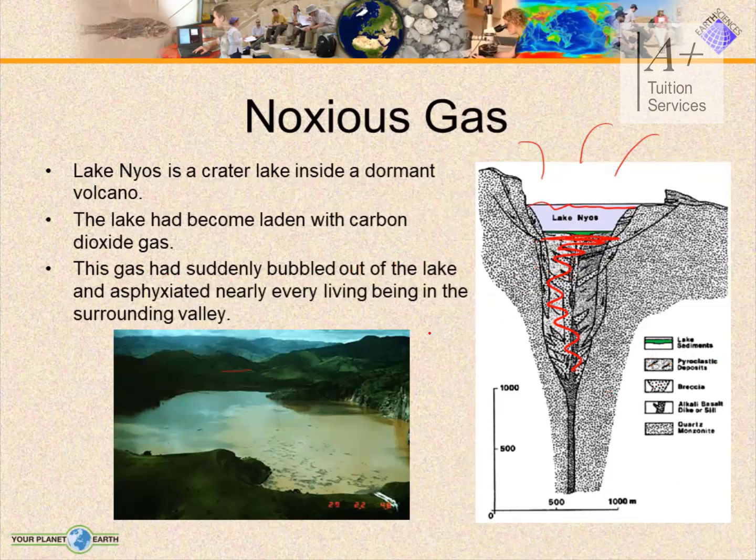Now, people go and look at the water in the lake, and there are fishes in the lake depending on how many years, right? This entire lake that you see in here is the top of a volcano, right? And the lake had become laden with carbon dioxide gas. So the water composition changed with carbon dioxide. This gas suddenly bubbled out of the lake and asphyxiated nearly every living being in the surrounding valley.